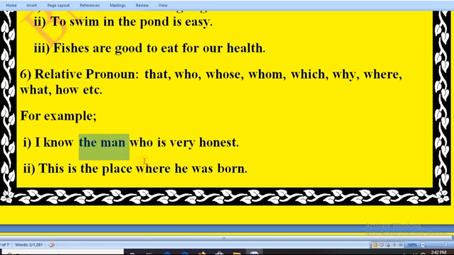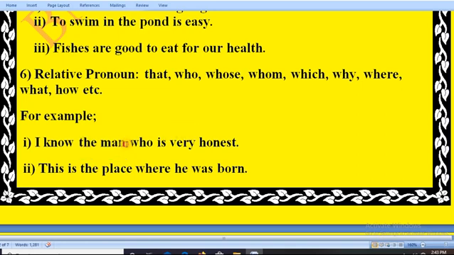What is an antecedent? The Bangla of antecedent is the preceding word. That means the word for which the relative pronoun is used is the antecedent. Okay, antecedent means the prior word. The prior word is called the antecedent. Here the man is the antecedent, right? Why is it who? As before the word has been used as a person.